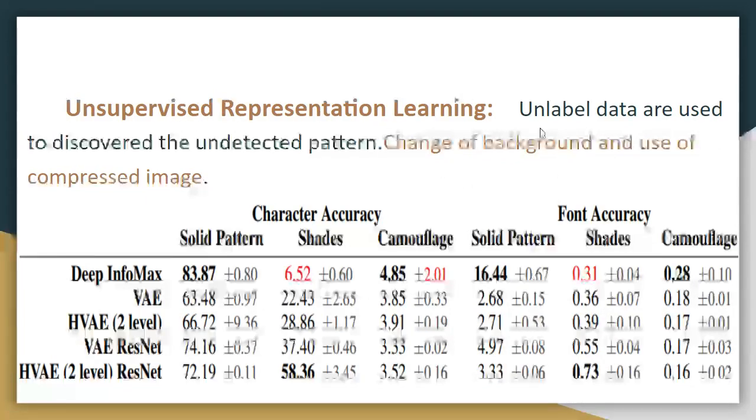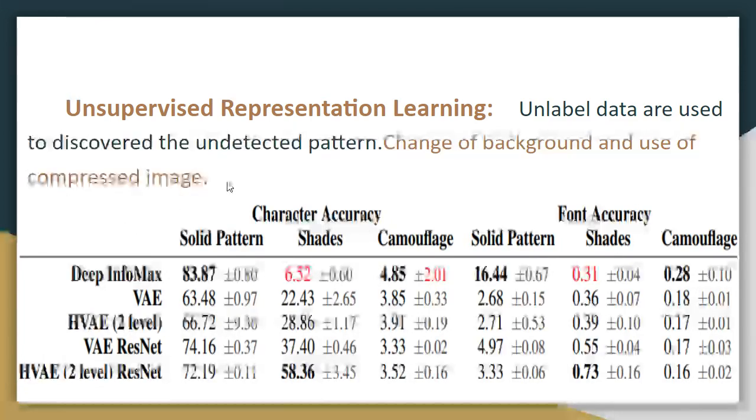Unsupervised representation. Unlabeled data are used to discover undetected patterns. That means unlabeled data are used for undetected patterns. The change of the background on the use of the compressed image. That means if we use the background change and use the compressed image, that can be translated to the original one, which is used in unsupervised representation learning.